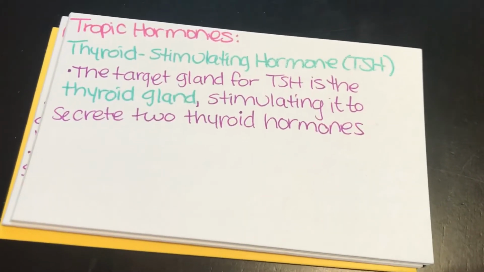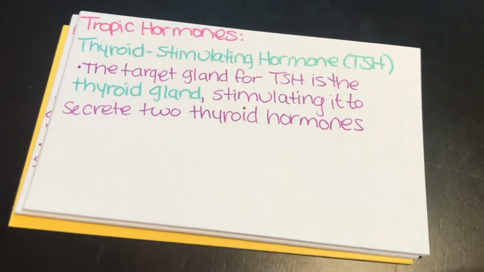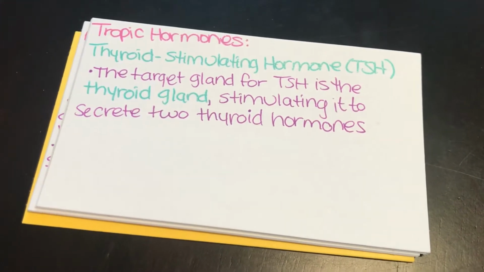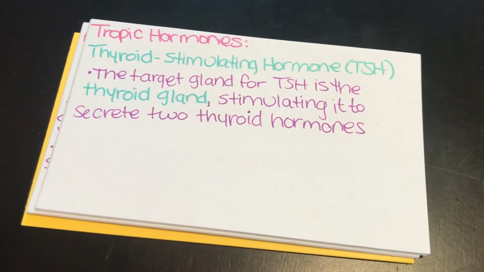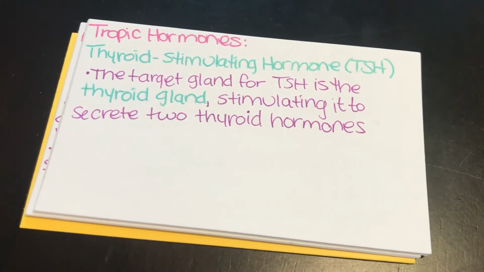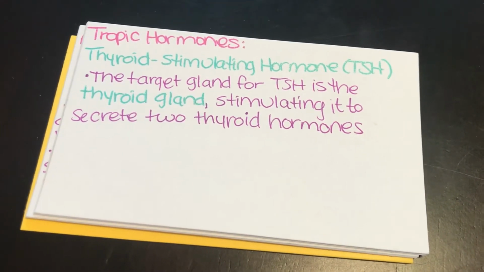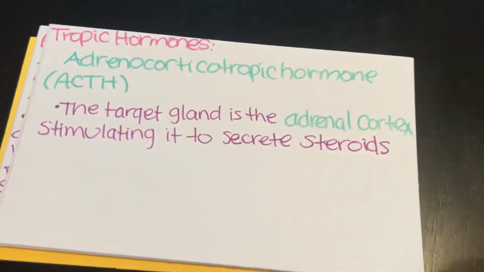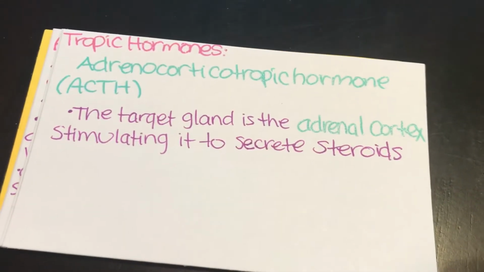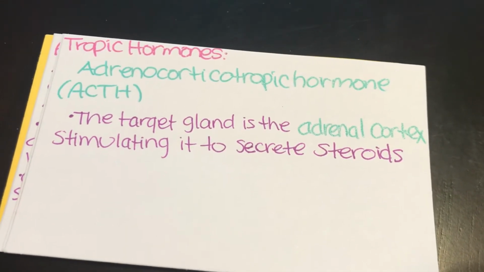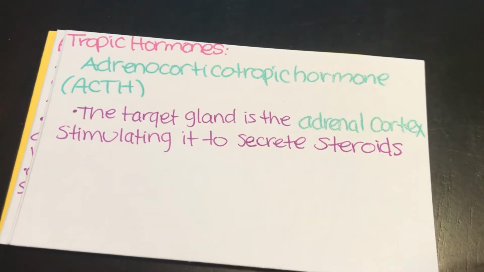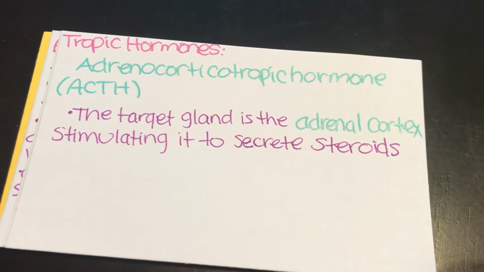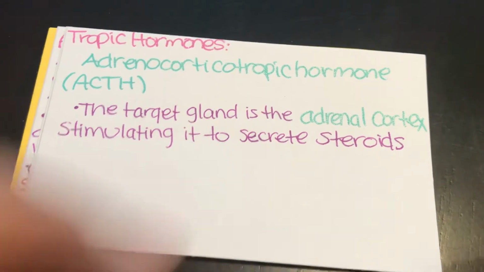Your tropic hormones. So your thyroid stimulating hormone, the target gland for TSH is the thyroid gland, stimulating it to secrete 2 thyroid hormones. You have ACTH, which is your adrenocorticotropic hormone. The target gland is the adrenal cortex, stimulating it to secrete steroids.